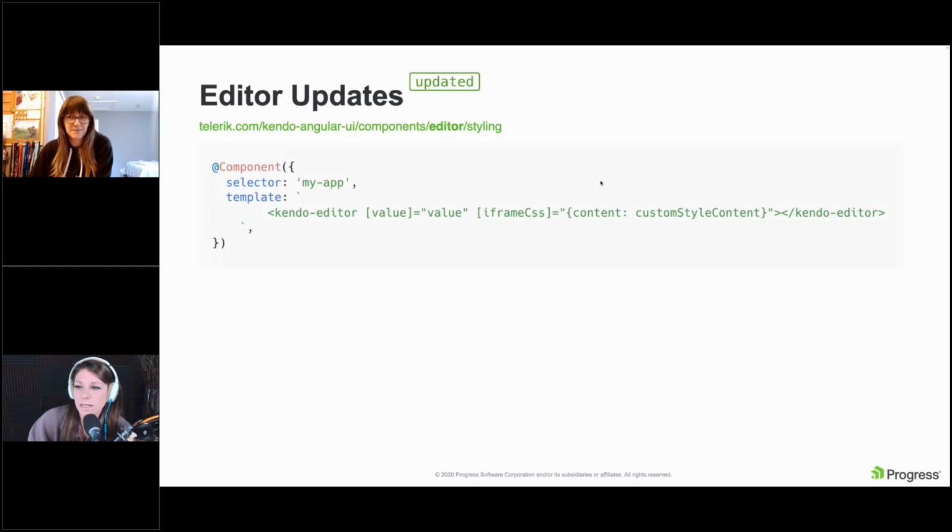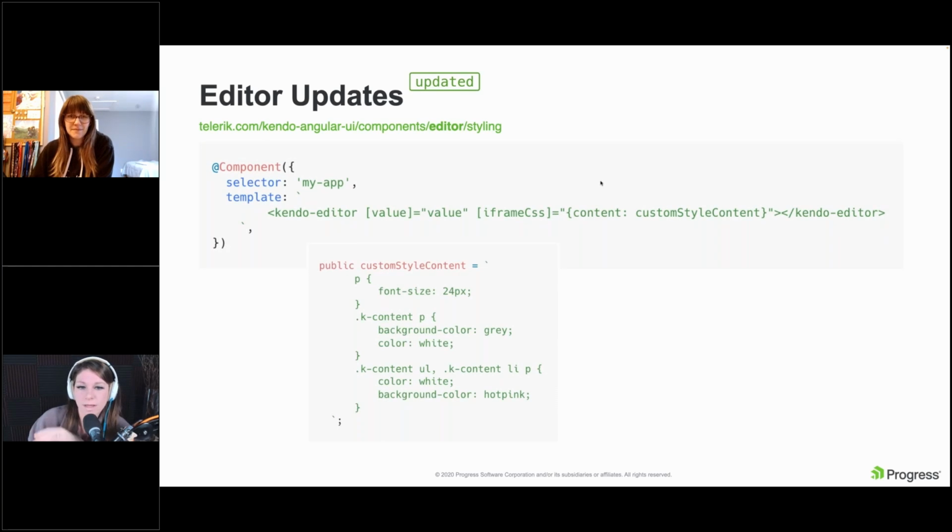I do have some code here to show you. Here we have the editor, and our iframe CSS is actually pointing to custom style content. Then down below, in the same file, I'm defining custom style content. And it's just literally, P, make it this font size, K content, make it this. And then if we go here, I'm just going to break the flow.